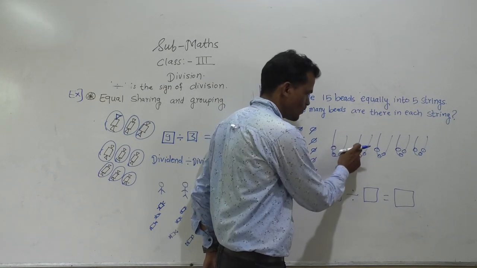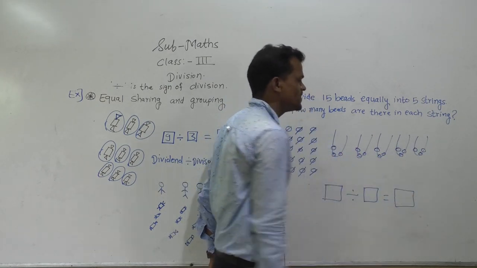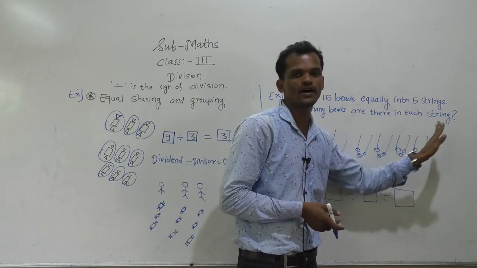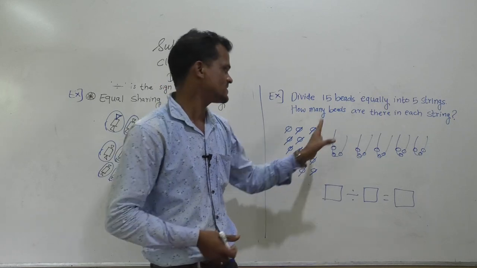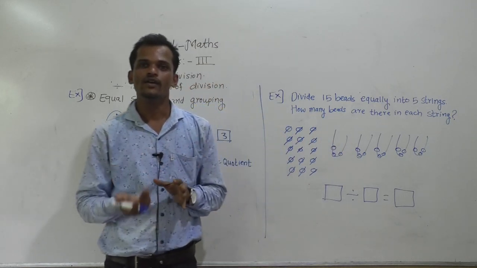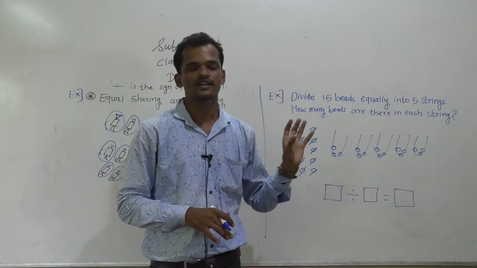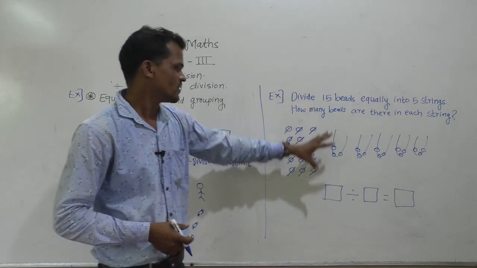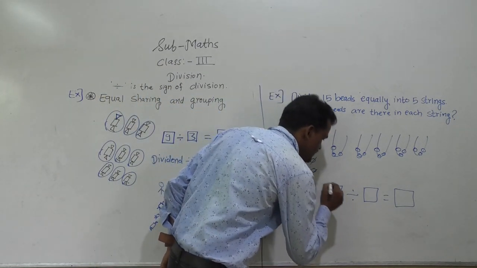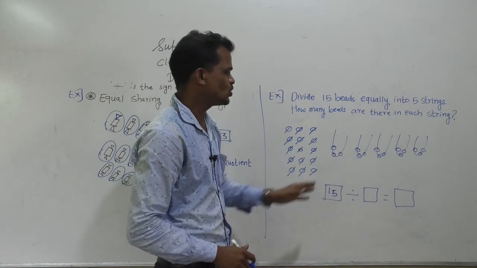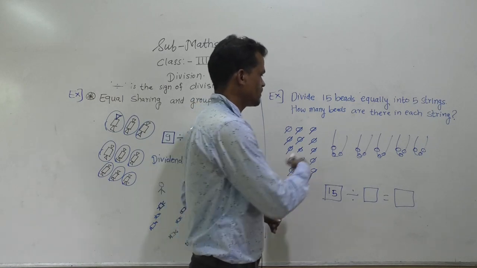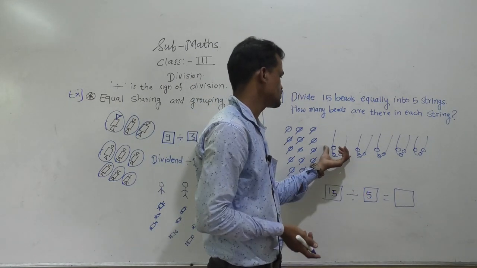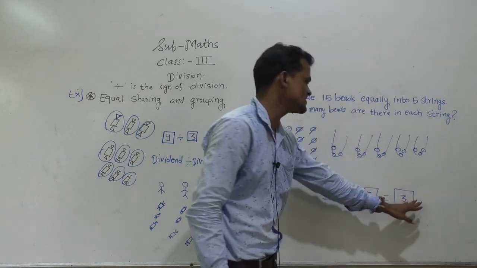See here, 1, 2, 3 on each string. It means we divided these 15 beads equally among 5 strings, and each string has 3 beads. We shared the 15 beads equally among 5 strings. So 15 beads is the dividend, meaning 15 beads we divided into 5 groups. Since we divided into 5 groups, 5 is the divisor, and in each string 3 beads are there, so 3 is the quotient.